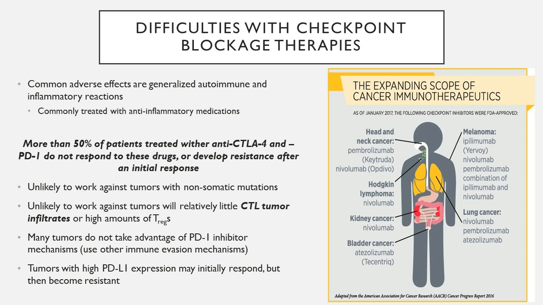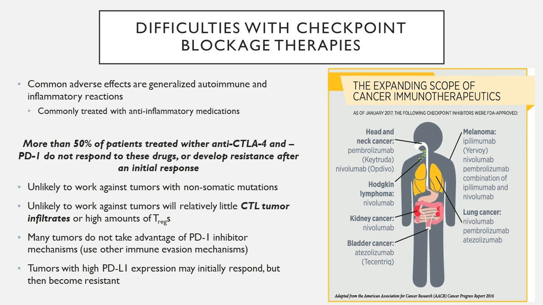Furthermore, in order for a tumor cell to be fought off by CD8 plus cells, those tumors need a large number of what are called CTL tumor infiltrates, which is just as the name implies. It requires that CD8 plus cells are entering into the tumor and fighting from inside of it. It can't just simply be a fight on the surface, otherwise we're not going to get anywhere. So if a patient is demonstrating that their tumors have relatively little CTL tumor infiltrates, then it doesn't matter if we block the inhibitory mechanisms of those CD8 plus cells because they're not going to be able to do their job anyways.